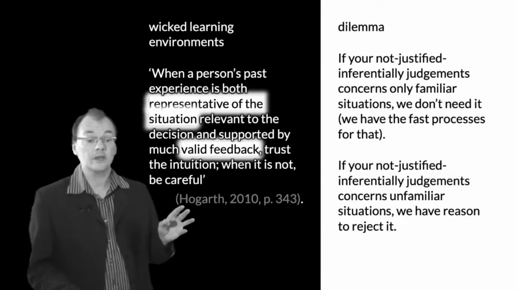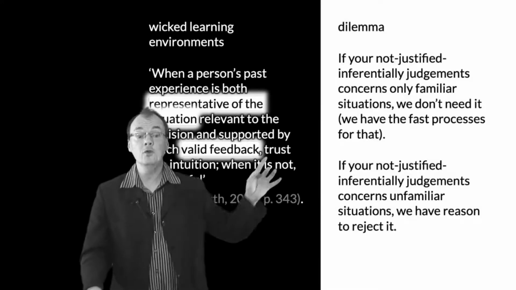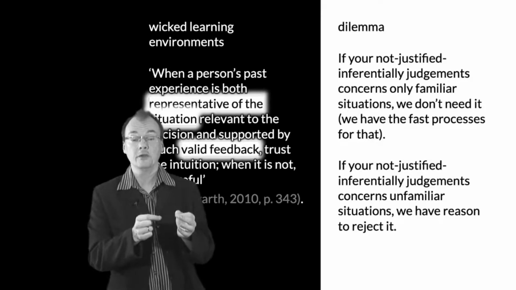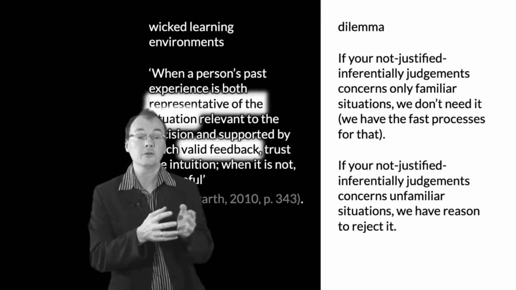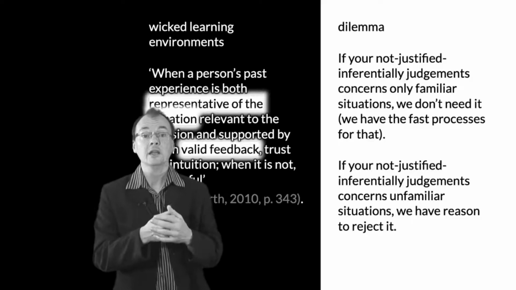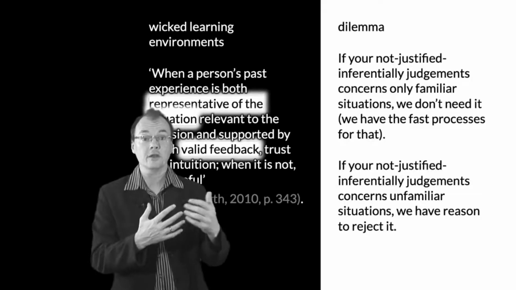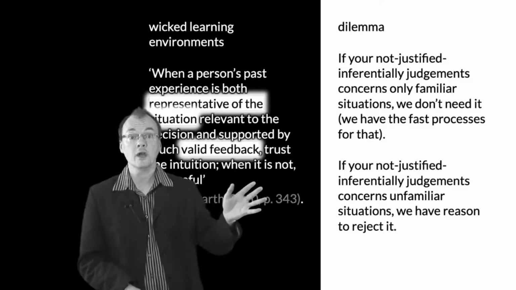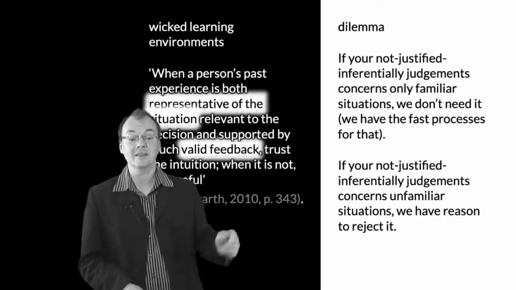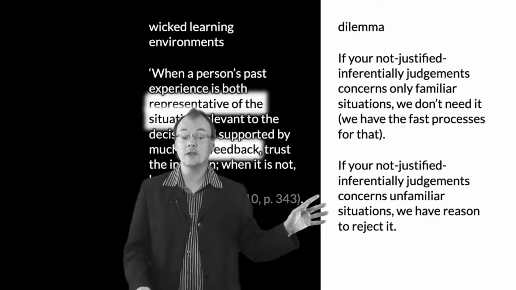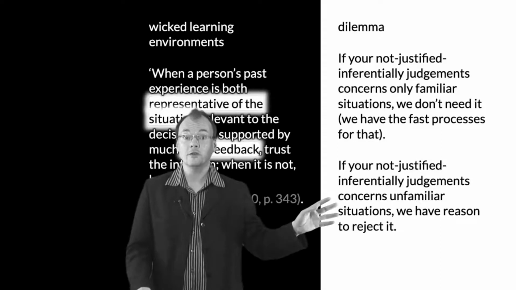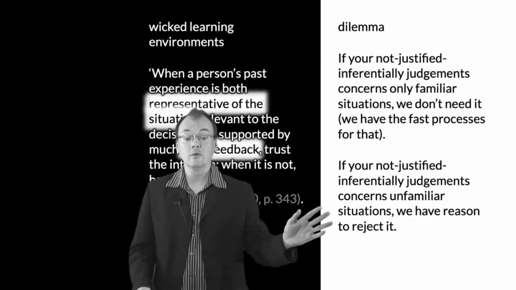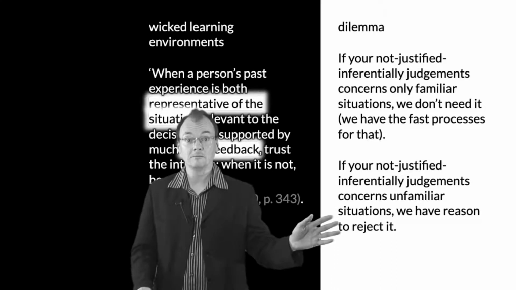So I think here we face actually a dilemma. If your not justified inferentially judgments concern only familiar situations, then they're kind of redundant because we have the fast processes for that anyway. There's nothing really to be gained by generalizing over the case-by-case basis, or very little, right? There's no radical new ethical insight to be had. On the other hand, if your not justified inferentially judgments do concern unfamiliar situations, well, now you're potentially informative, but we've got good reason to reject it.